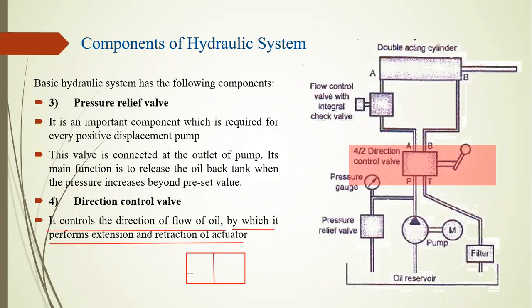This square block is called position 1 and this one is called position 2, meaning two positions are available. The 2 in 4 by 2 means two positions are available. In the first drawing, the oil moves from downward to upward and upward to downward, and the other position can be drawn like this. This is the symbol for the 4 by 2 direction control valve.